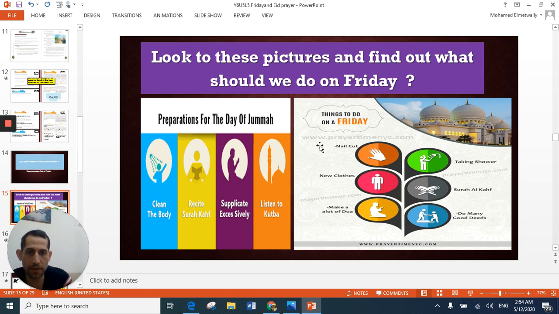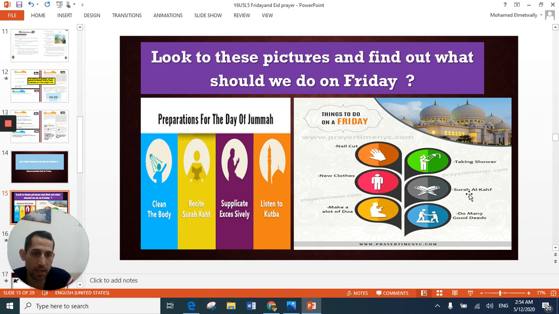This is what we should perform or do before or during. As you see here: clean the body, take a shower, recite Surat al-Kahf, make supplication excessively, and listen to the khutbah. Another thing: take a shower, and cut your nails on Friday before you go to Jum'ah to pray.